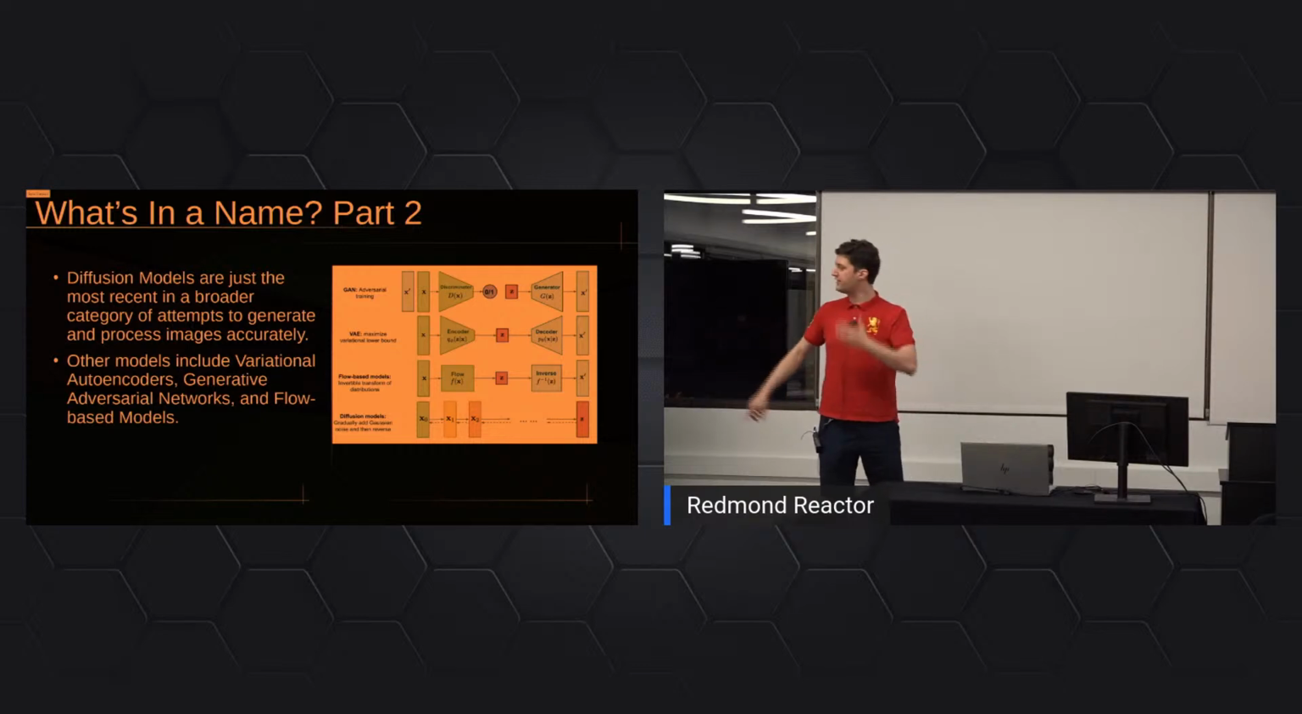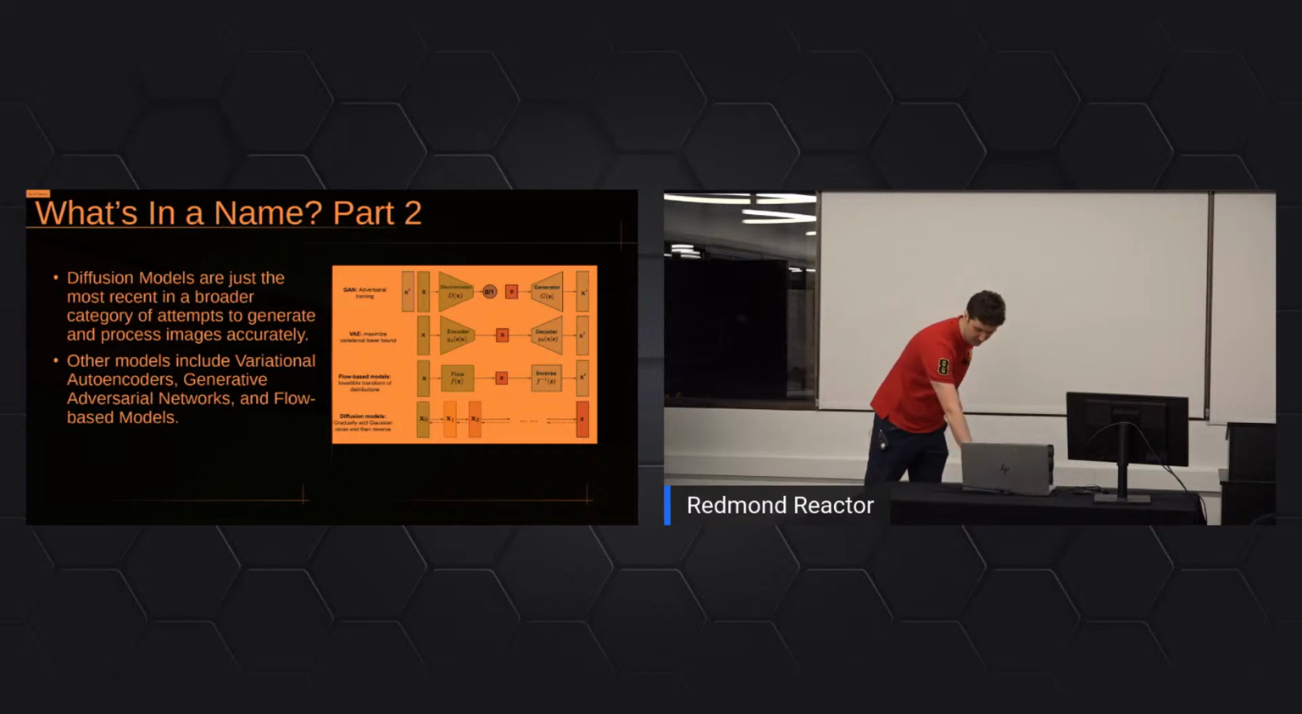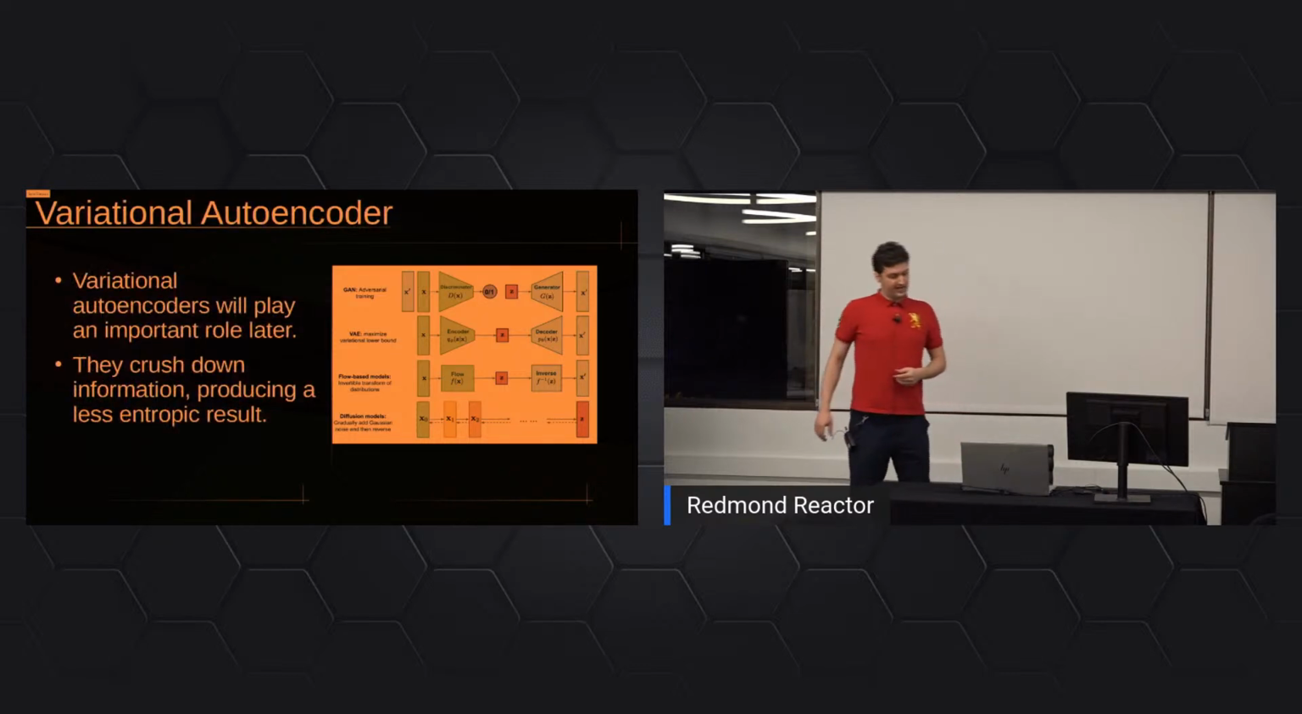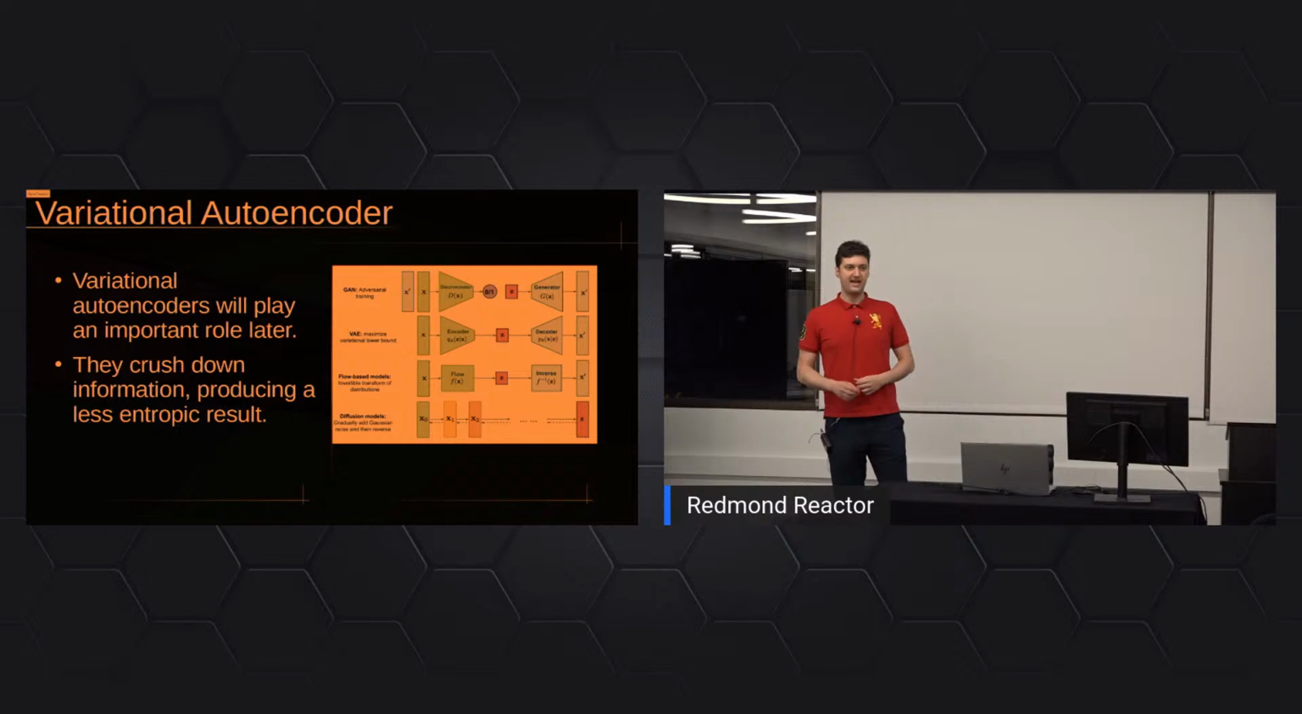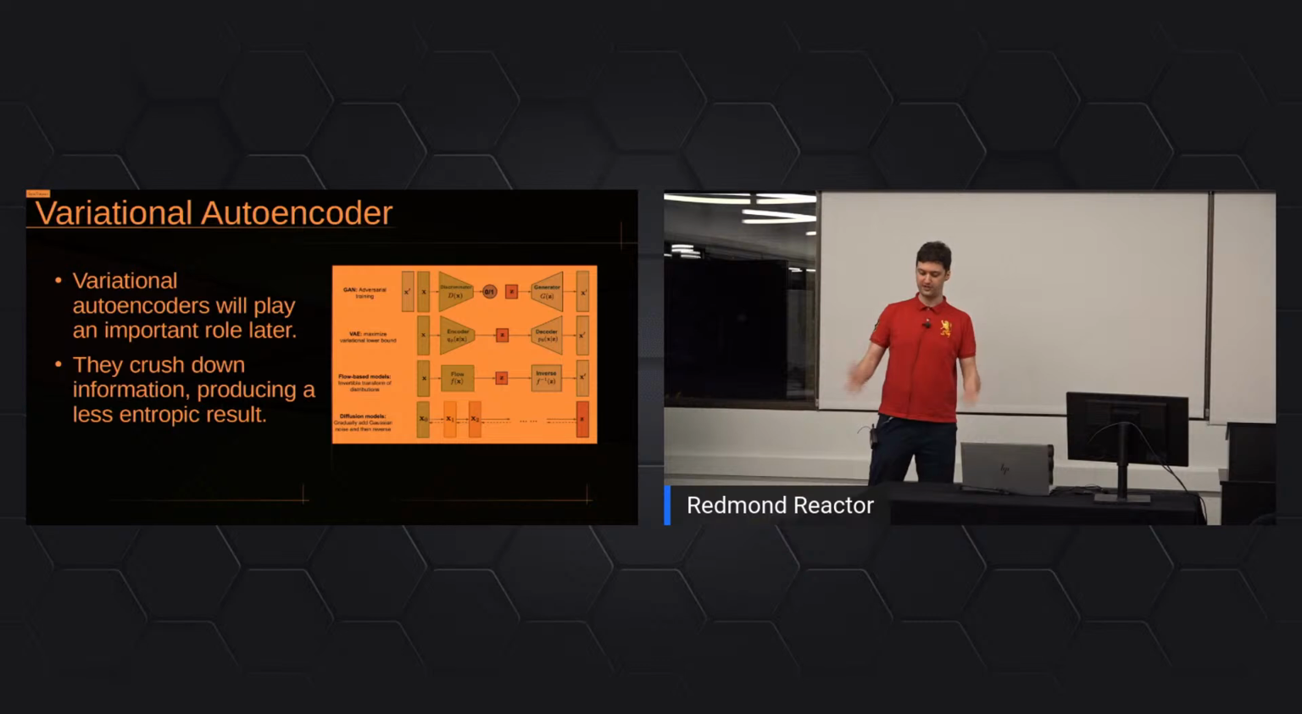And then finally, we come to diffusion models, which are the brand new and exciting ones. The variational autoencoder, as I discussed, is going to become important later, but it's essentially crushing down the information and then expanding it back. So it's crushing it down to a version that has much less entropy than natural images tend to have, and expanding it back to the original version, which has all of the entropy.